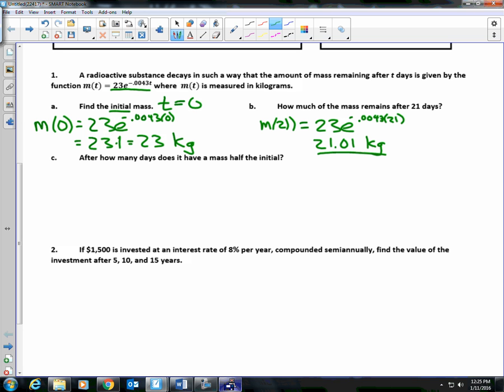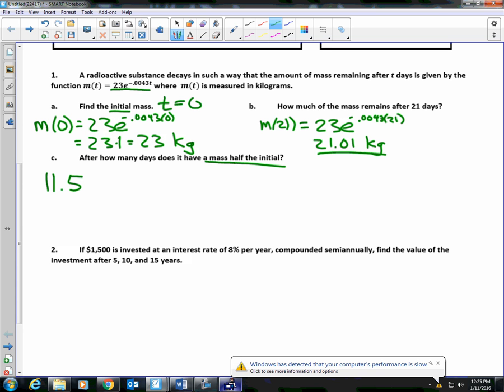Question C, what's different about question C compared to B? You're solving for time as opposed to mass. So we need to start with a certain mass. If the mass is half the initial, what is the mass? 11.5. Yep. So the initial mass is 23. So the question is, how long does it take for it to decay to half its initial size?